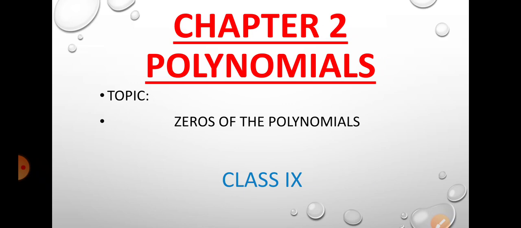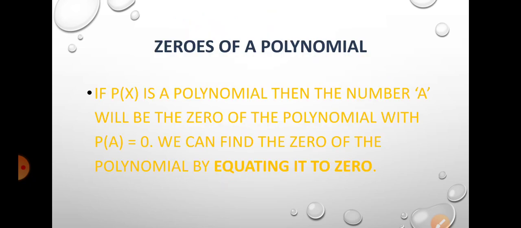Today we are going to discuss our chapter 2, that is polynomials, and today's topic is zeros of polynomials. In our previous session we discussed polynomials and types of polynomials. So we will further discuss polynomials in this session. Let us start. First of all, what are zeros of a polynomial?